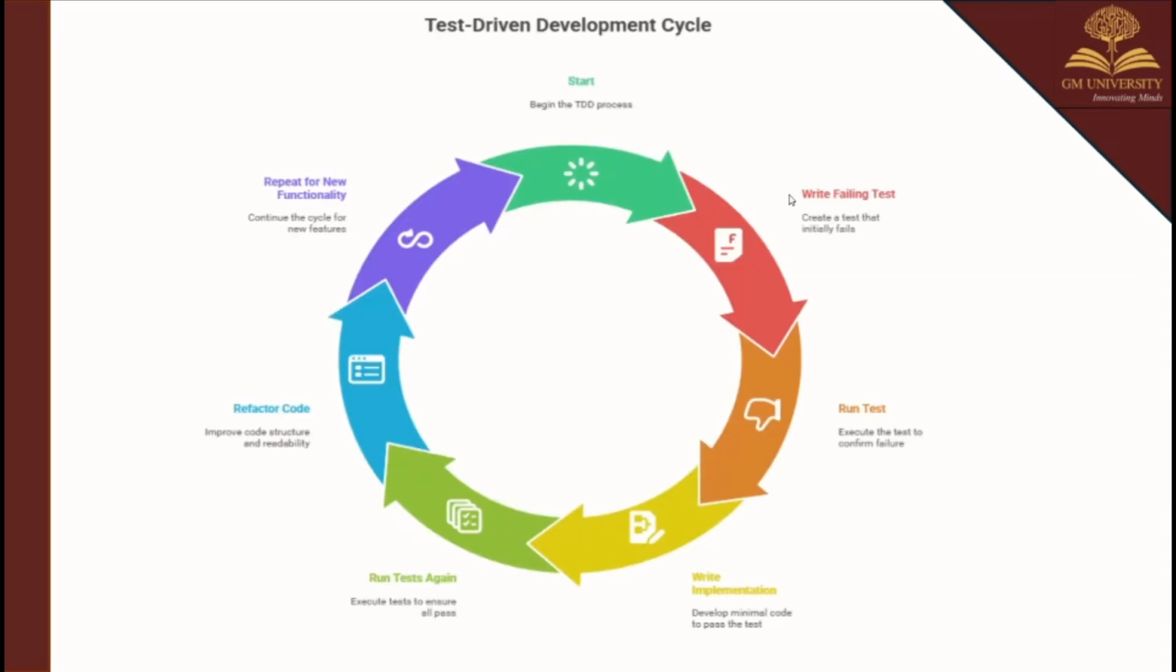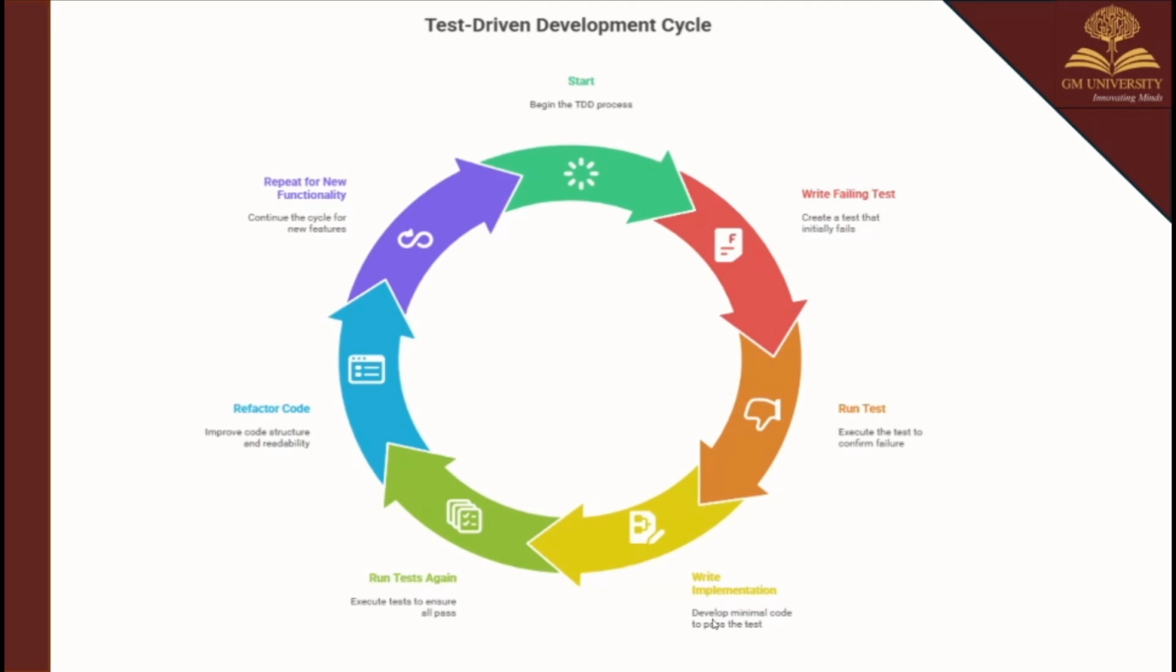Next is a flowchart of TDD. Here, first is writing a failing test. Create a test that initially fails. Then run the test. Execute the test to confirm failure. This part of the cycle is known as red.